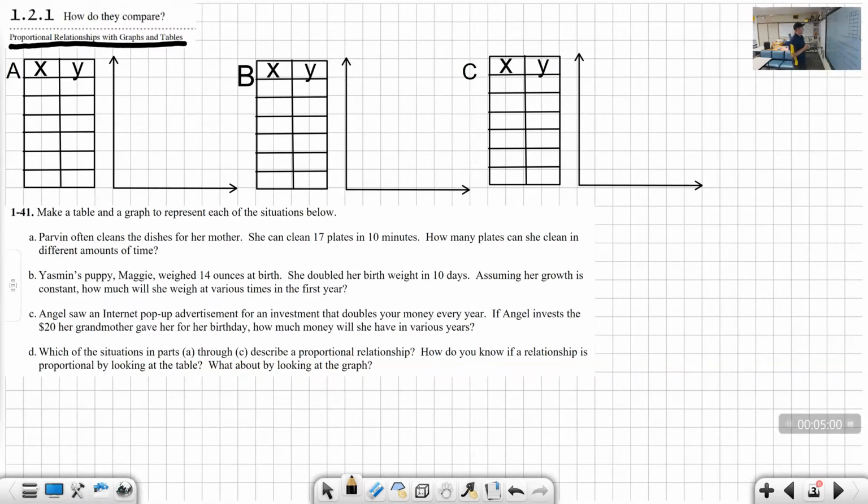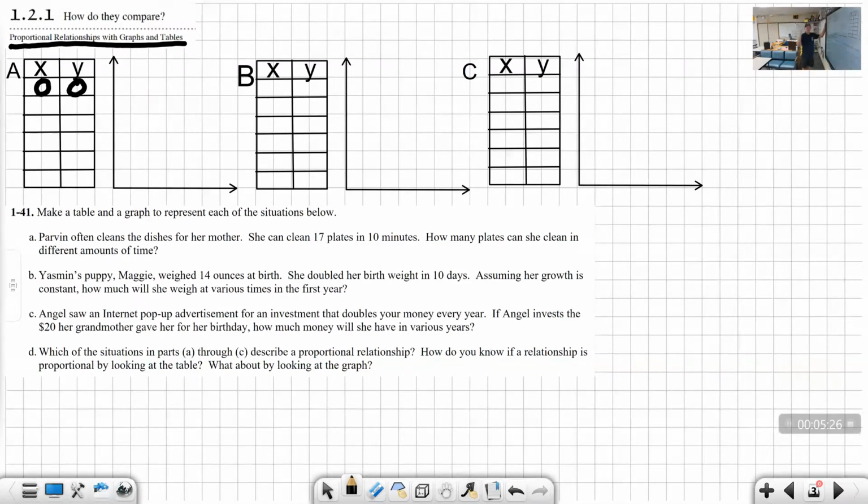So here we go. A, part Marvin often cleans the dishes for her mother. She can clean 17 plates in 10 minutes. How many plates can she clean in different amounts of time? So I think, how many plates will I clean in 0 minutes?